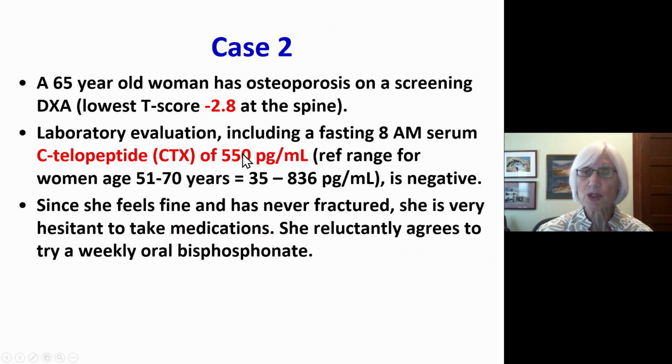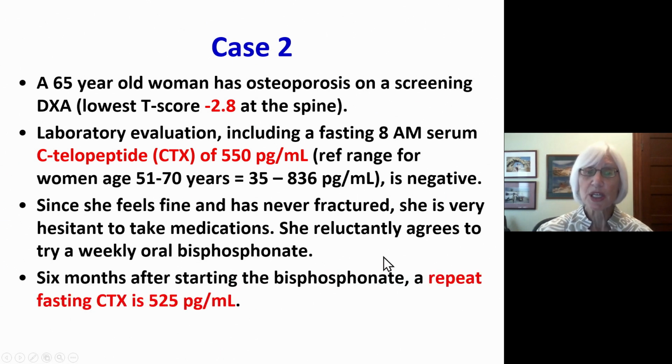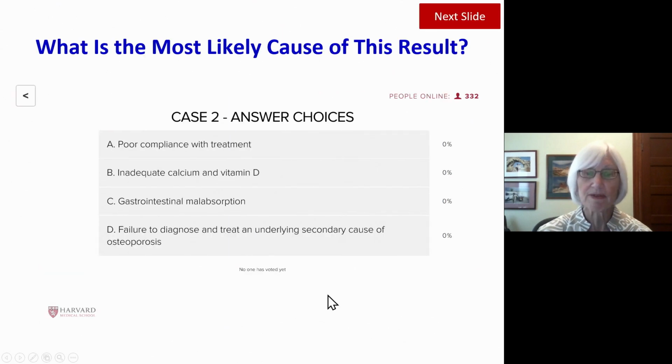She feels fine. She's never fractured. She is very hesitant to take medication, but after you discuss her risk with a low T-score, she reluctantly agrees to try a weekly oral bisphosphonate. 6 months later, after you start the bisphosphonate, you repeat her fasting CTX, and it comes back 525 picograms per ml. What is the most likely cause of this result?